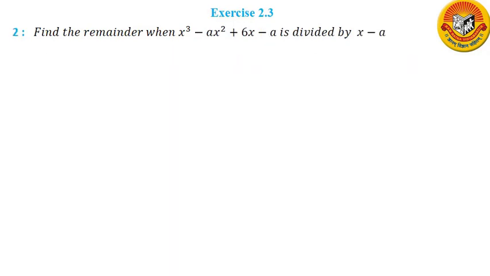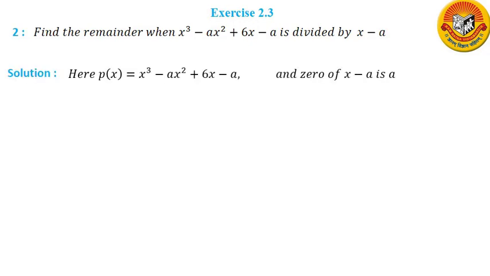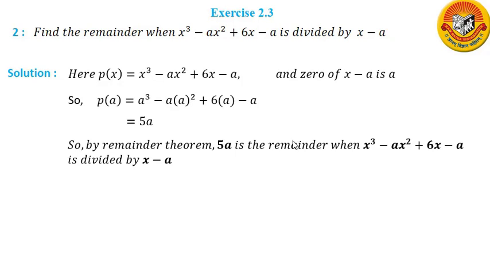Now in the second question, we have to find the remainder when x cube minus ax square plus 6x minus a is divided by x minus a. Here P(x) is x cube minus ax square plus 6x minus a, and the zero of this x minus a is plus a, so I will find P of a. Now P of a is a cube minus a into a square, that is a cube, plus 6 into a minus a. So this a cube minus a cube cancels, 6a minus a is 5a. So 5a is the remainder, right?